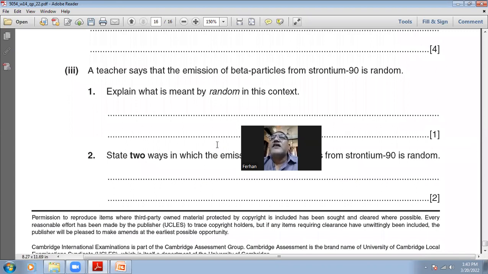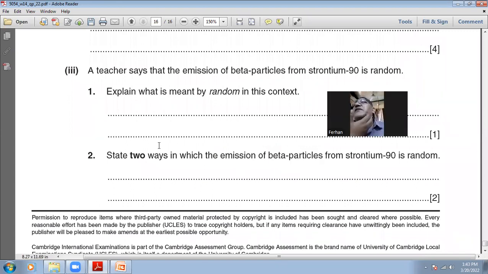He says, our teacher says that emission of the beta particles from strontium-90 is random. Explain what is meant by random in this context. And then he says, state two ways in which the emission of beta particles from strontium-90 is random. You see, both the parts have the same answer. What is meant by random? Random means that you cannot predict which atom of the strontium will decay. You cannot predict at what time the decay will happen.